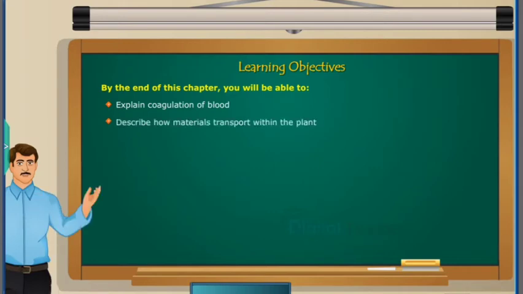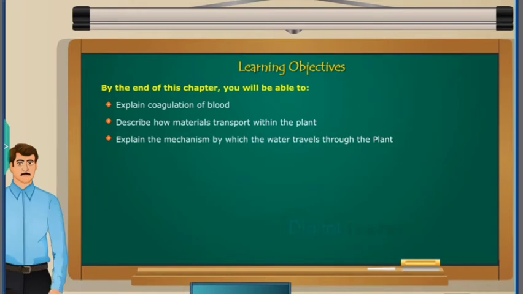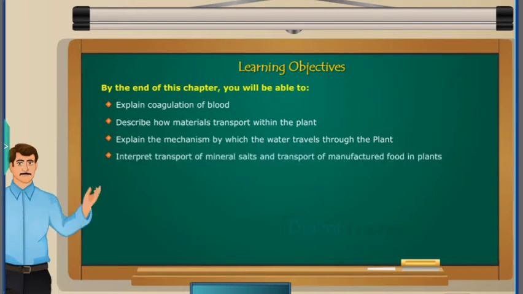describe how materials transport within the plant, explain the mechanism by which the water travels through the plant, interpret transport of mineral salts and transport of manufactured food in plants.